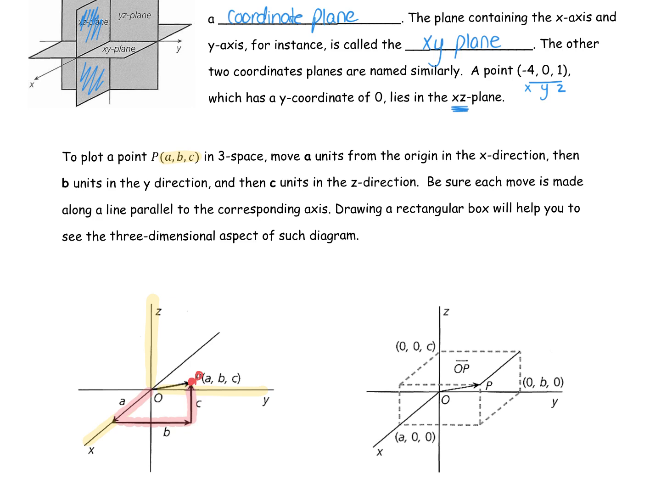And then this line right here is the vector. We'll talk more about that as we continue. First, we're going to just make sure we can plot those points and those vectors. And you'll notice this is another diagram with a rectangular prism or a box to help you visualize that, and we will do that as well.